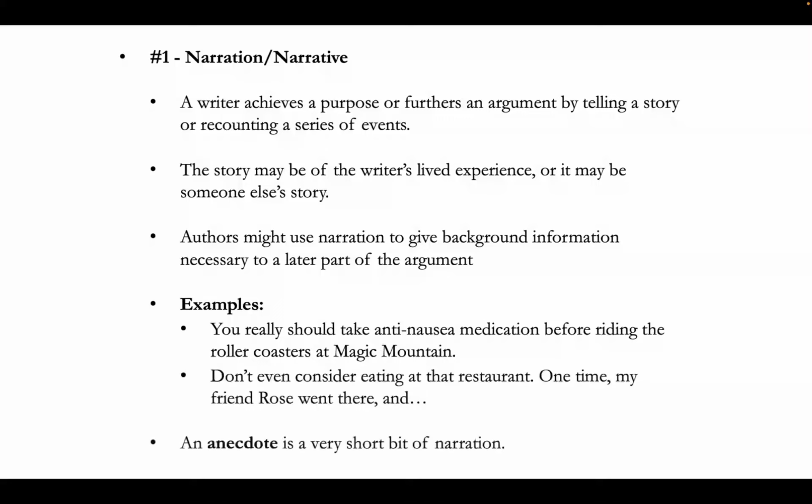Also, an anecdote is another term that's often used. I've seen this in the answers on the multiple choice section of the AP Lang exam. It just means a short narrative, right? A very, very short bit of story that is used to achieve a purpose. All right, that's it for the rhetorical mode of narration.